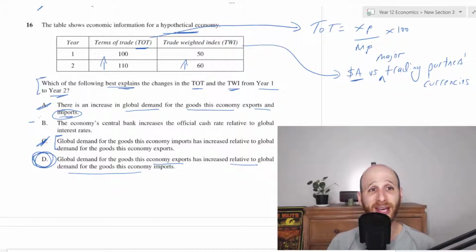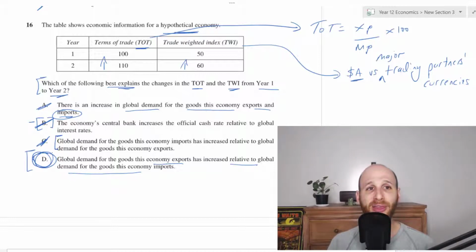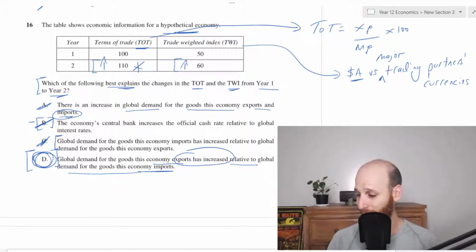This here is only going to show a movement in the TWI. That's not going to show us a movement in the terms of trade because it's not looking at export or import prices. So D, I think, is our best bet because we know that exports have increased, because we've got a higher TWI, greater price for exports relative to global demand for the goods that this economy imports. Hence the change in the terms of trade, or the TOT, if you really want to annoy me. So 16D, Nessa agrees with this here.